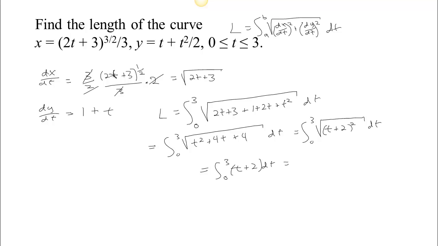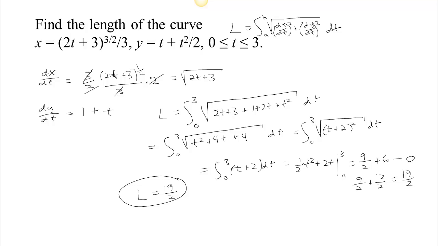If we find the antiderivative of t, we have 1 half t squared. The antiderivative of 2 would be 2t. We just have to evaluate that between the two endpoints. And when we plug in 0, we don't get anything, so we can just find what we get at 3. So we have 9 over 2 plus 6. 2 times 3 is 6, minus, when we plug 0 in, we just get 0, so we just have to worry about this part. Let's see, that's 9 over 2 plus 12 over 2 makes 19 over 2. The length of this curve is 19 over 2.